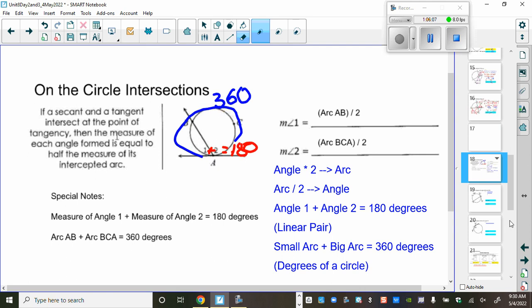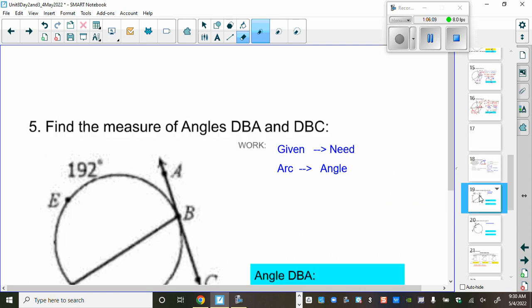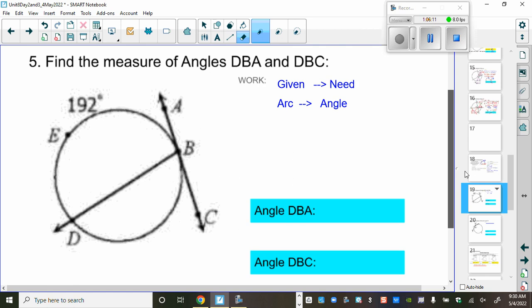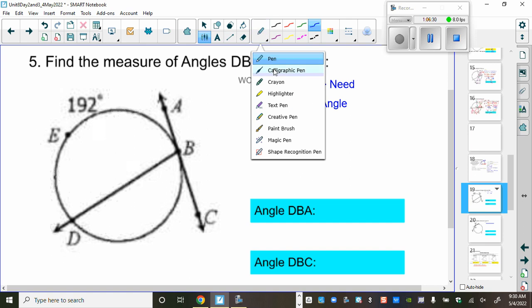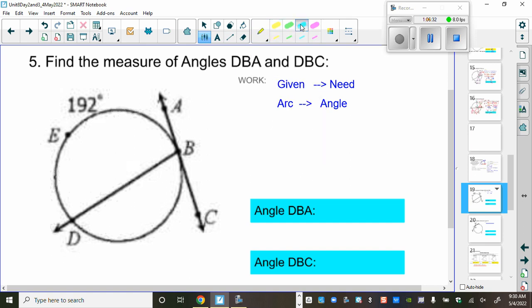So what we'll do real quick, basically, going half, double, or double, half, whichever way. And then don't forget, circle, 360. All right. So it's similar to before.